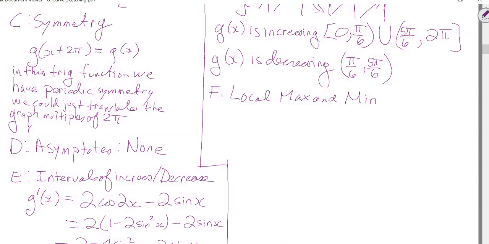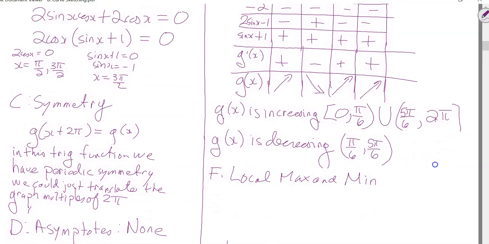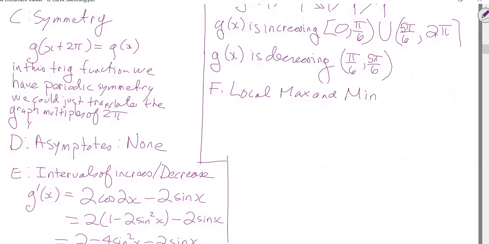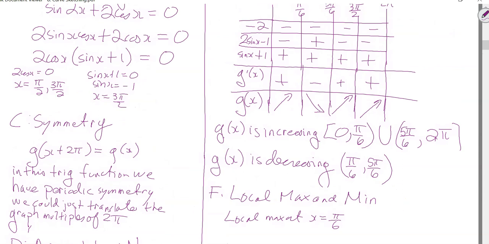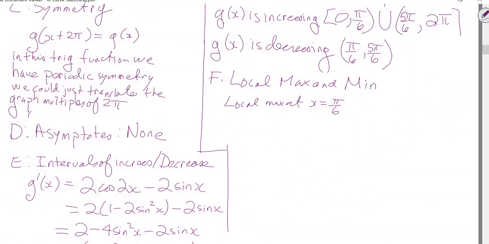All right, so where are they? Oh, what have we got? Well, we know, right, we can see. We have a local max at pi over 6. We knew that. We did that the other day. Local max, x equals pi over 6. What else? There'll be a local min at 5 pi over 6. Well, let's do the local max.